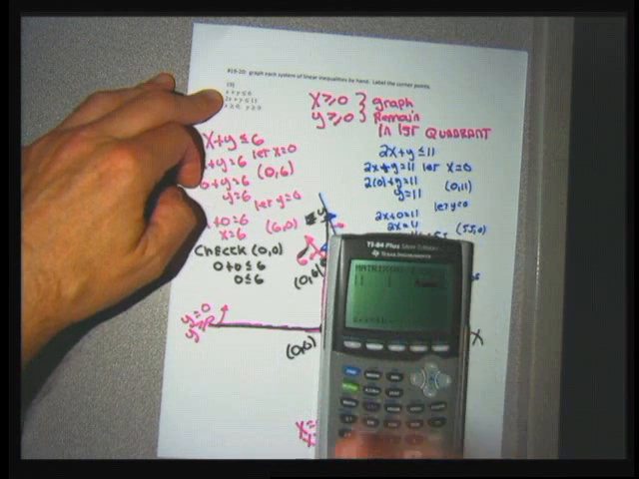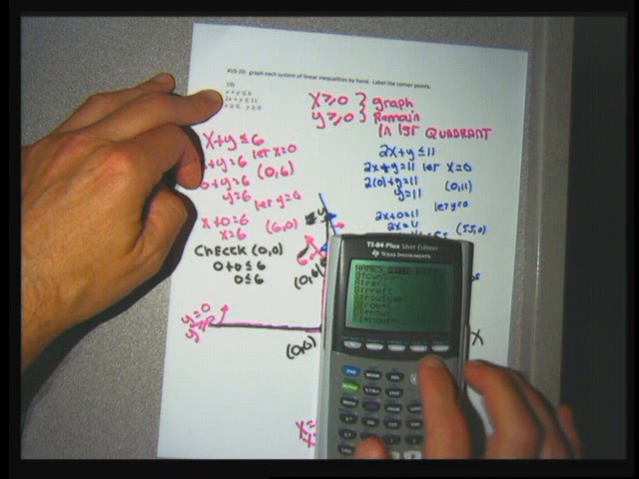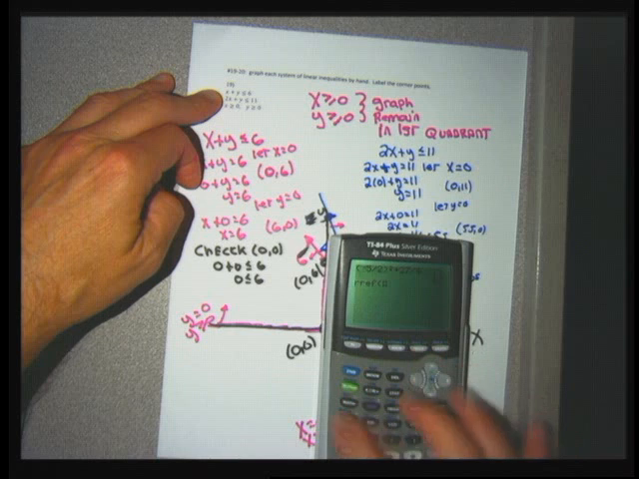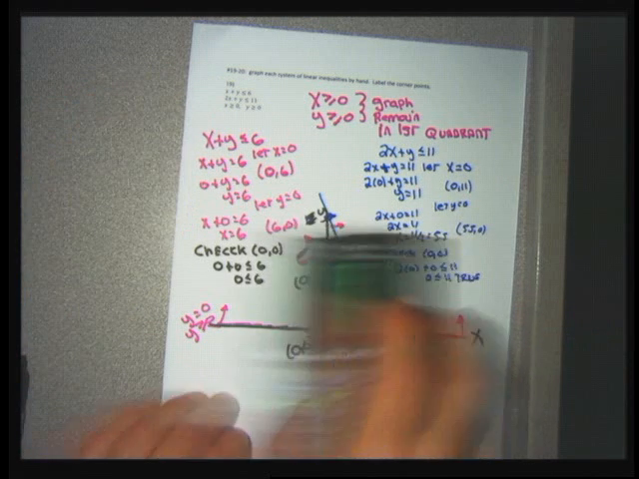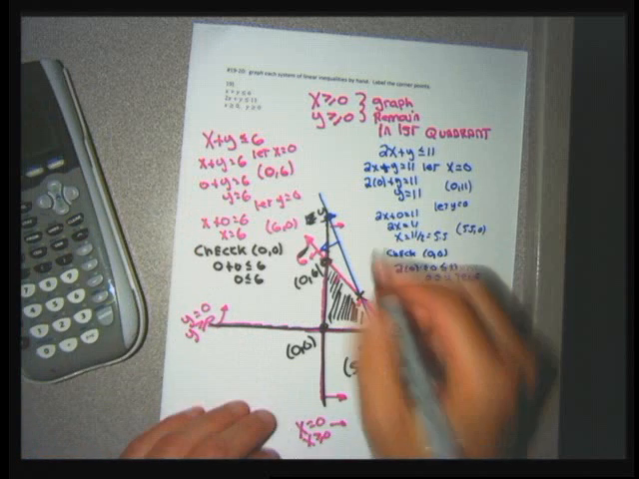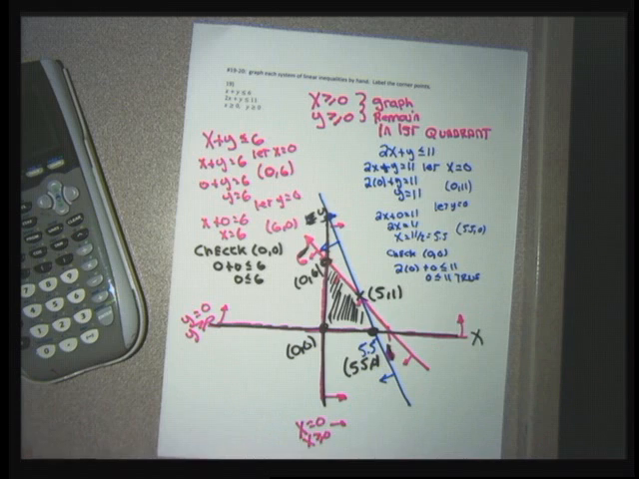And then second quit, second matrix math, RREF, second matrix names, A, that's going to be the 0.51. That's a corner point because it's on the boundary of the shaded region. So this is everything for problem 19.